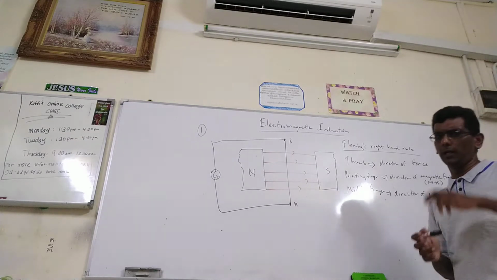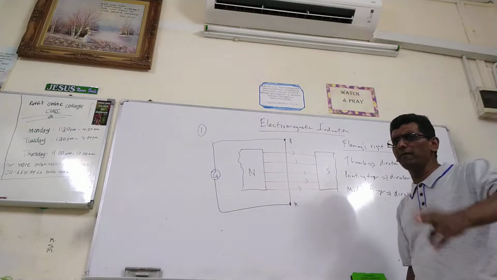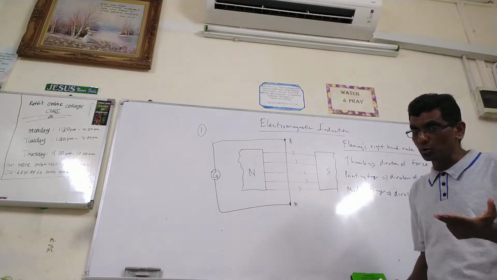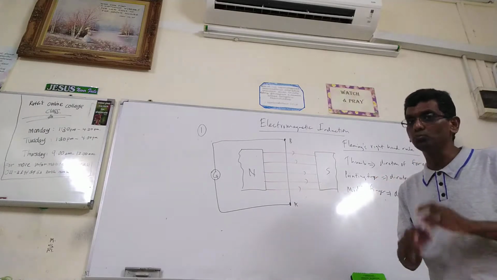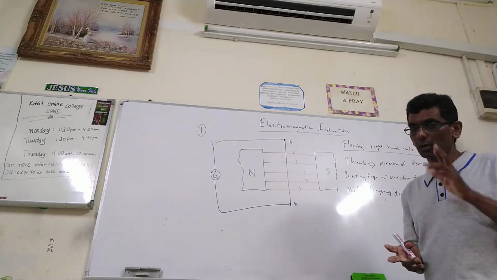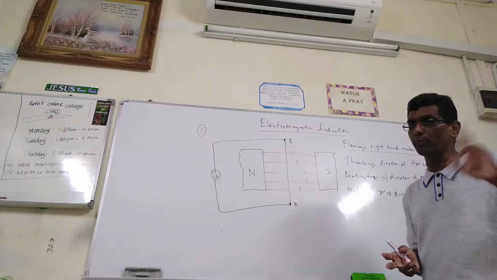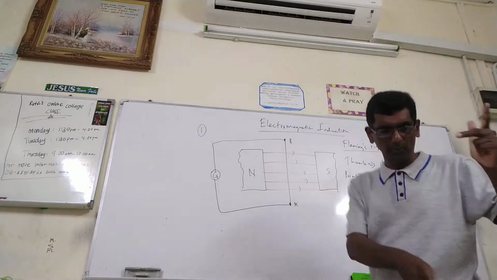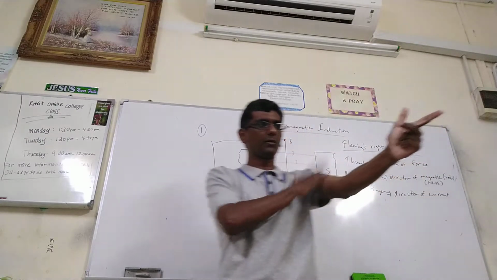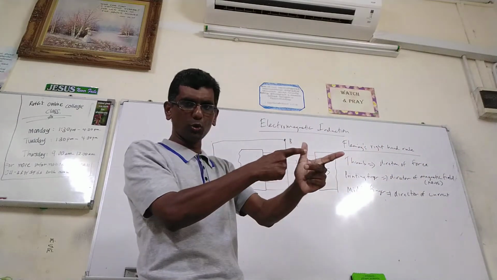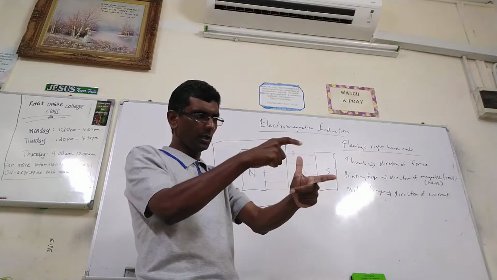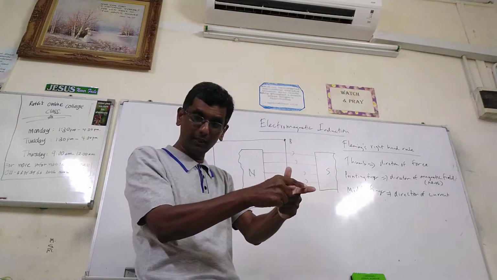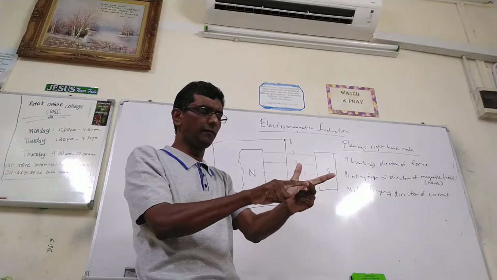What is the difference between Fleming's left hand rule and Fleming's right hand rule? Fleming's left hand rule is a motor rule. Okay, it's the left hand rule. The thumb shows the direction of force, the pointing finger shows the direction of magnetic field, and the middle finger shows the direction of current.